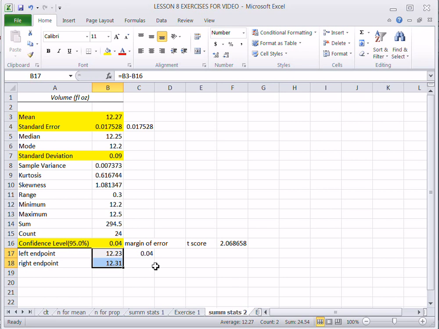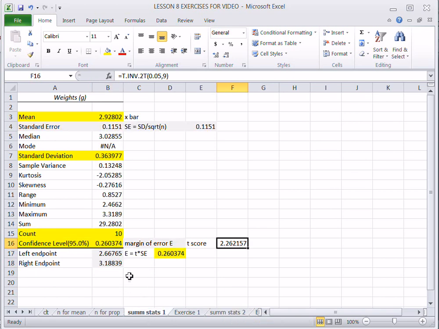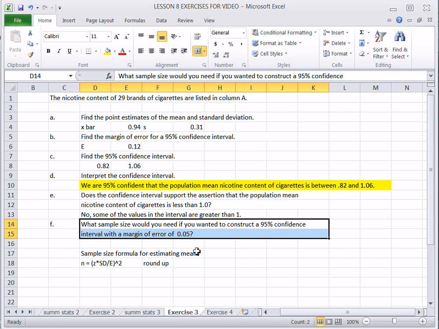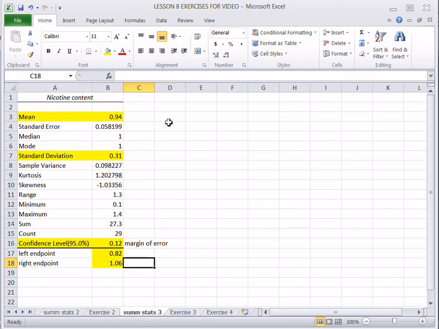So it looks like it's bigger than 12.2. All right, so notice the margin of error, or I should say the t-score, got a little bit smaller when we had a bigger sample. Now we had one more, right? We had this exercise 3, and here we had 29 rather than 24 cigarettes. Let's see how that affected things.